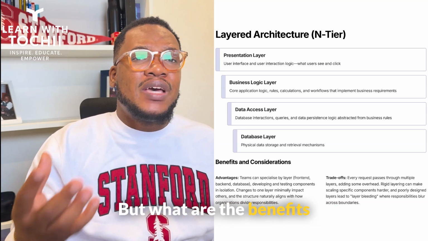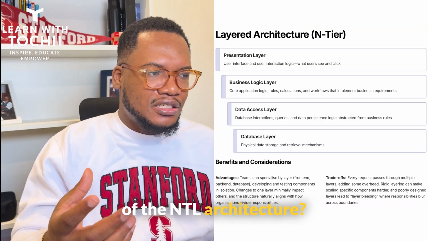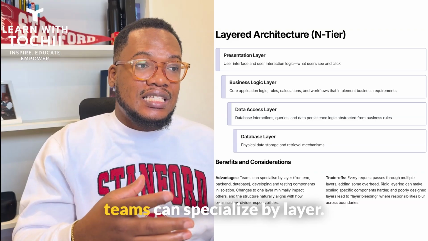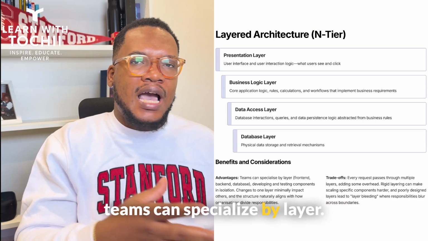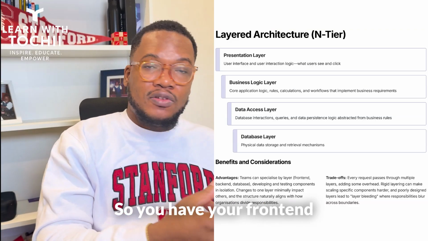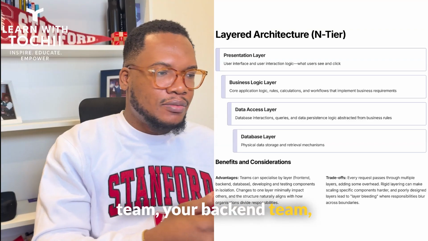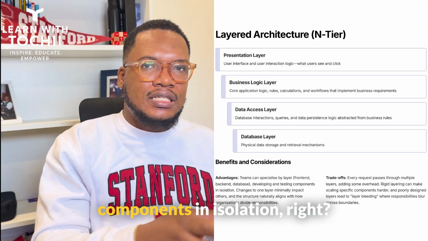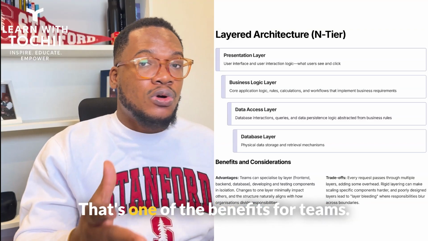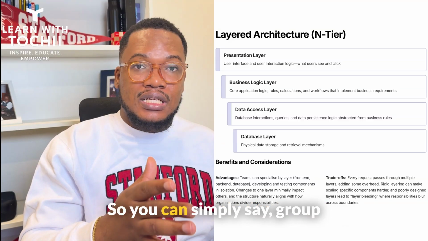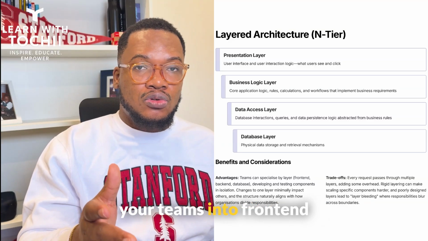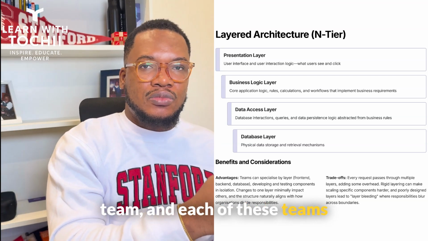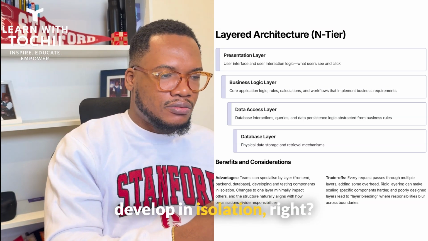But what are the benefits of the N-tier architecture? One of the advantages of the N-tier architecture is that teams can specialize by layer. So you have your front end team, your back end team, your database team. They develop and they test components in isolation, right? That's one of the benefits for teams. So you can simply group your teams into front end team, back end team, database team, and each of these teams develop in isolation, right?